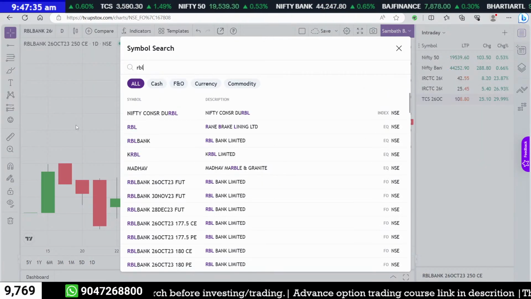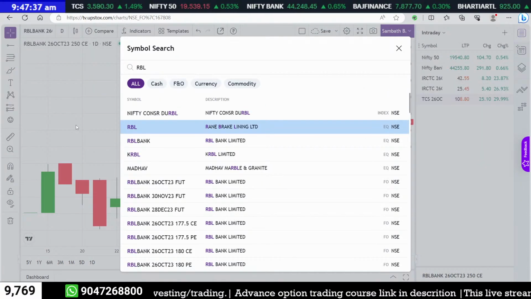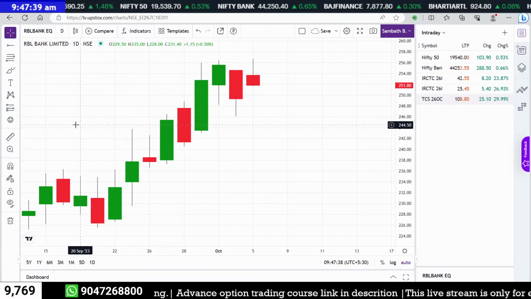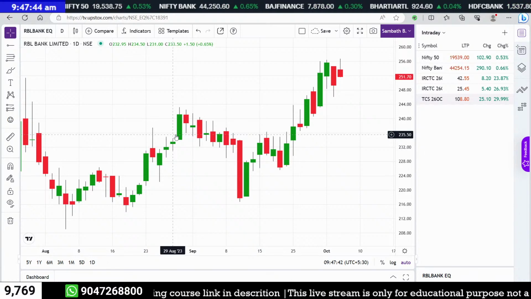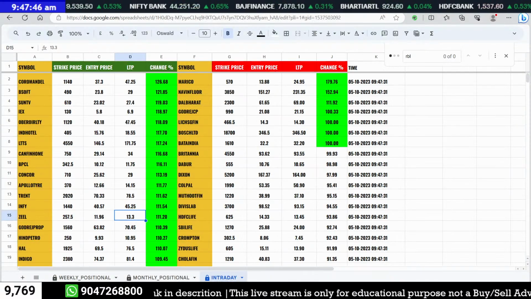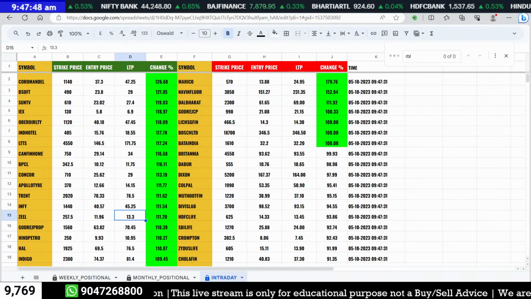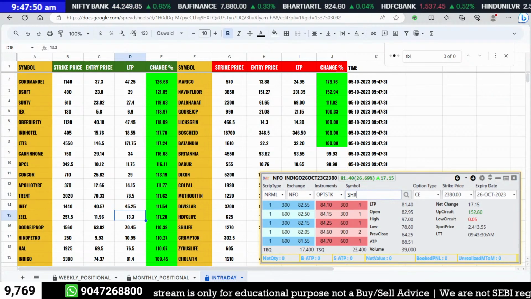And in the daily chart, RBL Bank is already high, so maybe it's going to go higher. Sriram Finance. You need to check whether Sriram Finance is liquid.